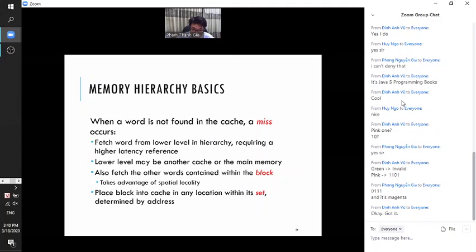When a word is not found in the cache, a miss occurs. With a miss, it needs to fetch the word from the lower level memory in the hierarchy, which requires a high latency. Of course, the lower level may be another cache or main memory. If the miss is in the level 1 cache, maybe the lower level is the level 2 cache, and if the miss is in the level 3 cache, the next will be main memory. It also needs to fetch other words within the block.